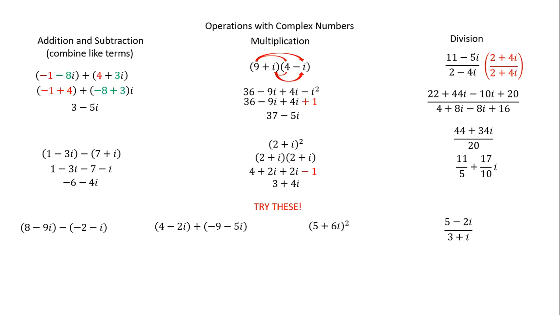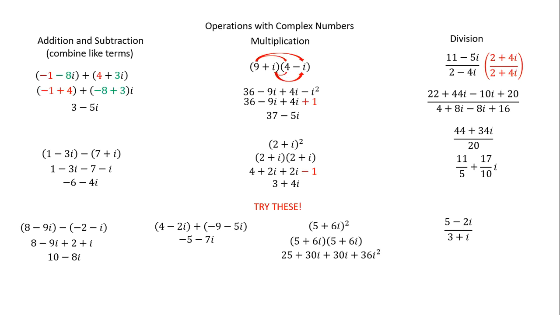All right, so looking at this subtraction, first we want to distribute that negative. Then we can combine like terms. 8 plus 2 is 10. Negative 9 plus 1 is negative 8i. Addition, don't even need to distribute. 4 minus 9 is negative 5. Minus 7i.